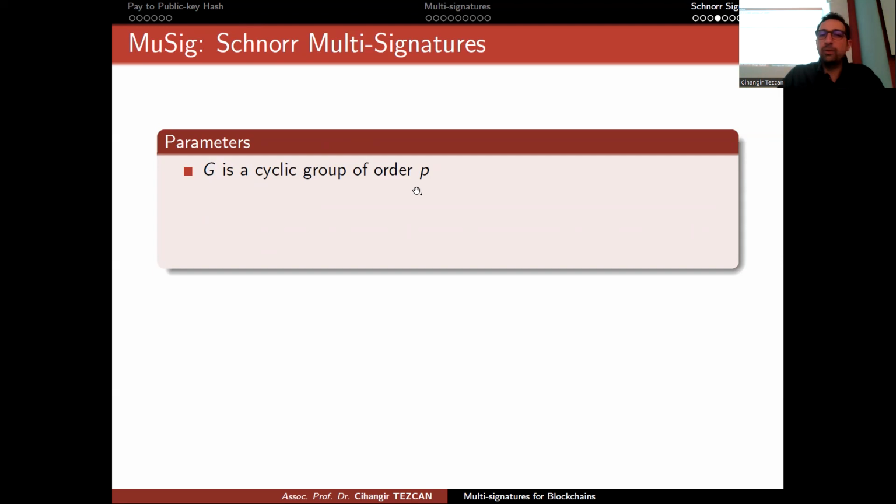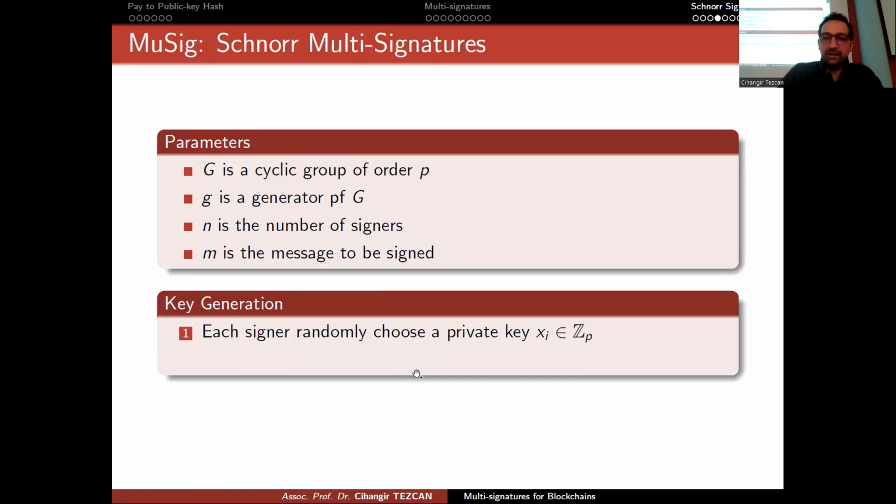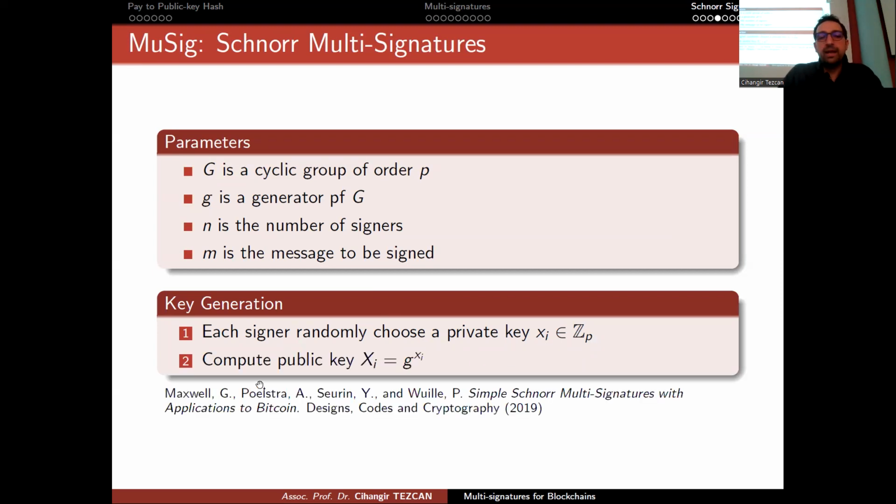G is a cyclic group of order P. g is a generator of G, sorry for the typo. N is the number of signers, so this can change. So these are fixed, but of course in your multi-signature, the number N can be 3 or 15, it depends on you. And M is the message to be signed, okay? So each signer randomly chooses a private key, x_i in Z_P, and they compute their public key, capital X_i, by taking the x_i power of g.